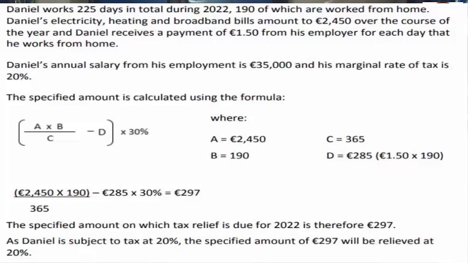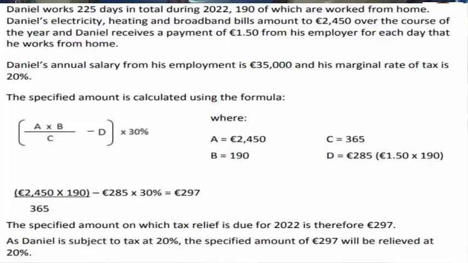Example 9. Daniel works 225 days in total during 2022, 190 of which are worked from home. Daniel's electricity, heating and broadband bills amount to €2,450 over the course of the year, and Daniel receives a payment of €1.50 from his employer for each day that he works from home. Daniel's annual salary from his employment is $35,000 and his marginal rate of tax is 20%. The specified amount is calculated using the formula A multiplied by B divided by C minus D, all multiplied by 30%, where A is equal to 2,450, B is equal to 190, C is equal to 365, and D is equal to 285, which is €1.50 multiplied by 190.